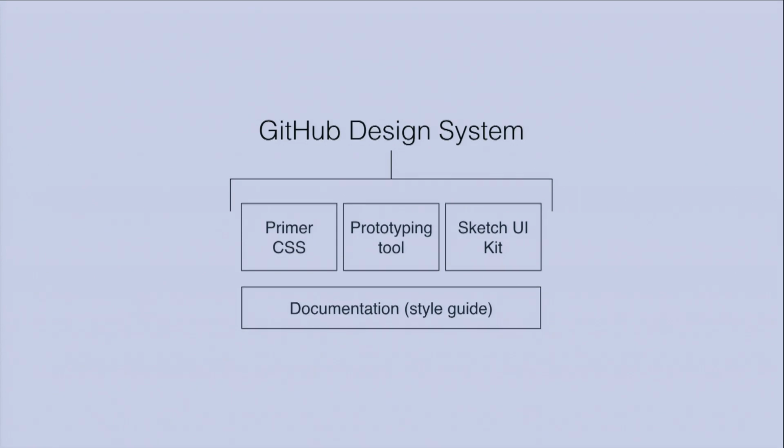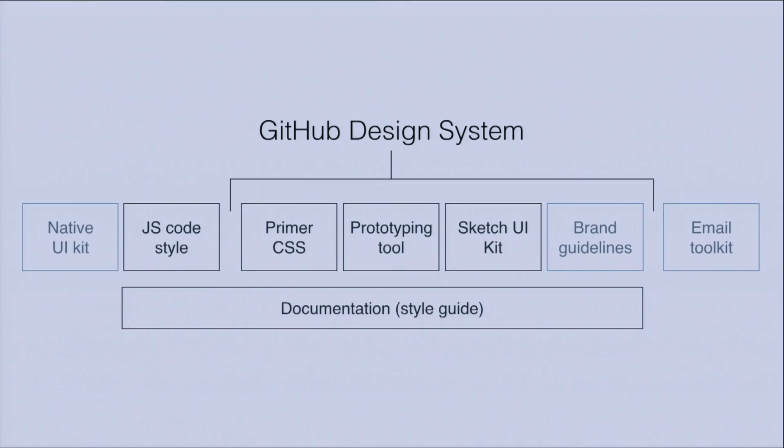So if we zoom out a little bit, right now this is sort of how far we've gotten with design systems at GitHub. We have worked really hard on improving Primer CSS and making sure that that's based on systems. We're using that Primer CSS in our prototyping tools. And then we have Sketch UI kits that have those same styles for the graphic design part of the work. And then we have worked really hard on making sure all of that stuff is documented. And then we have some other things in play, like brand guidelines.